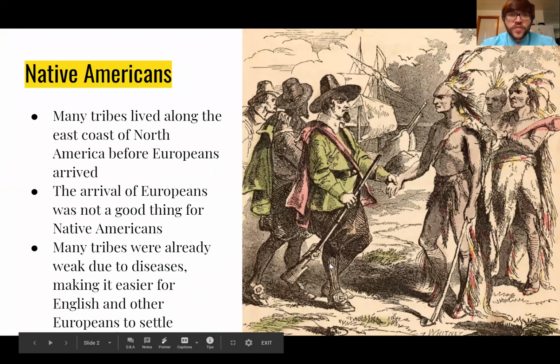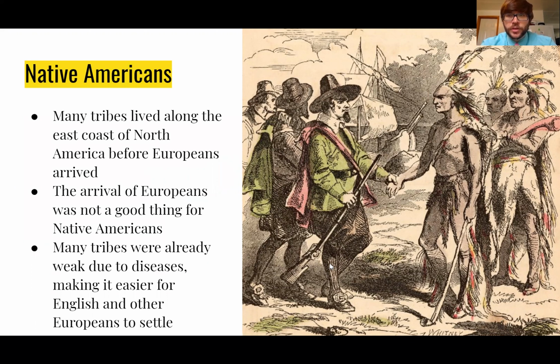Now, what is very important to understand is that in North America, where the United States exists now and where the 13 colonies existed, there were people there before that. The Native Americans lived along the east coast of North America and throughout all of the Americas before Europeans arrived. And it's very important to understand that the arrival of Europeans was not a good thing for Native Americans. It wasn't something that helped them. It actually really hurt them and destroyed their culture.